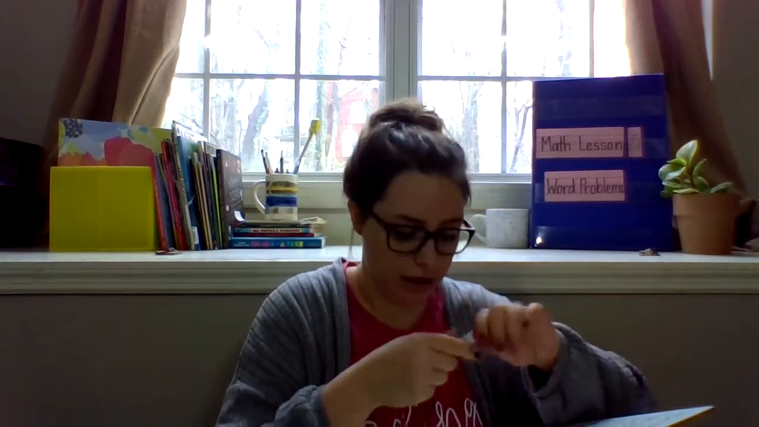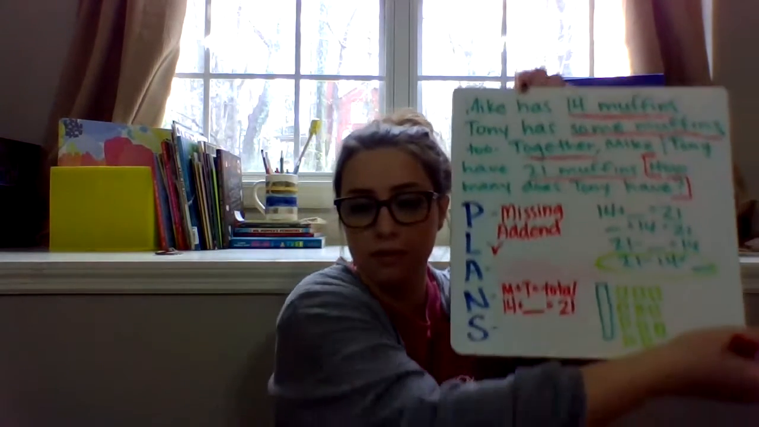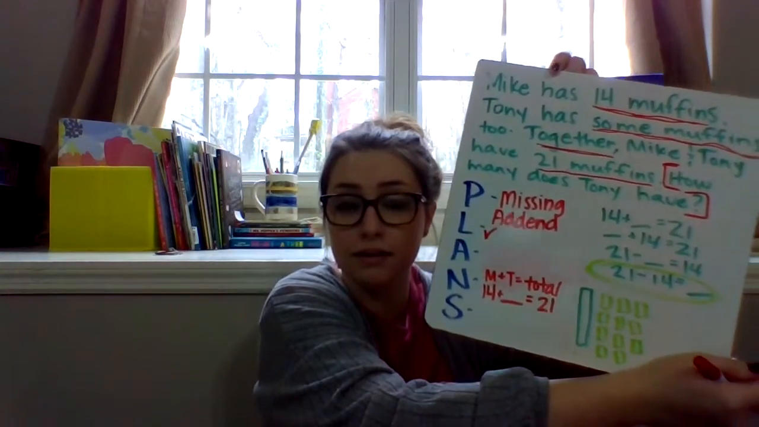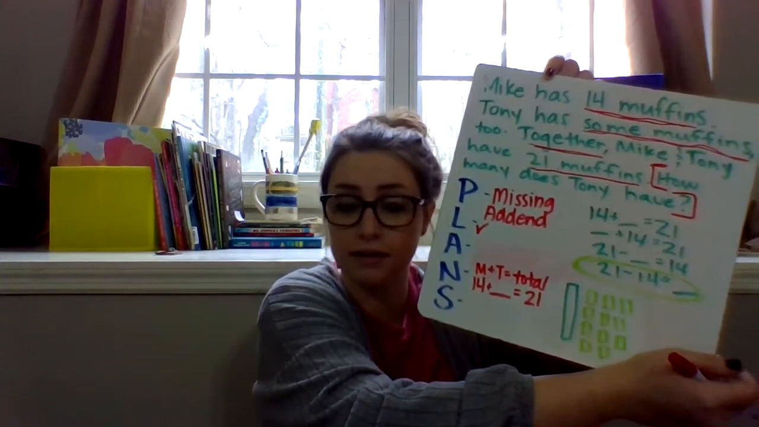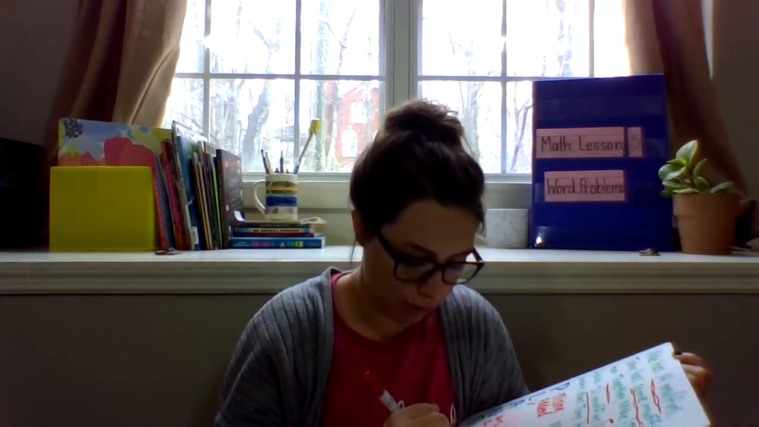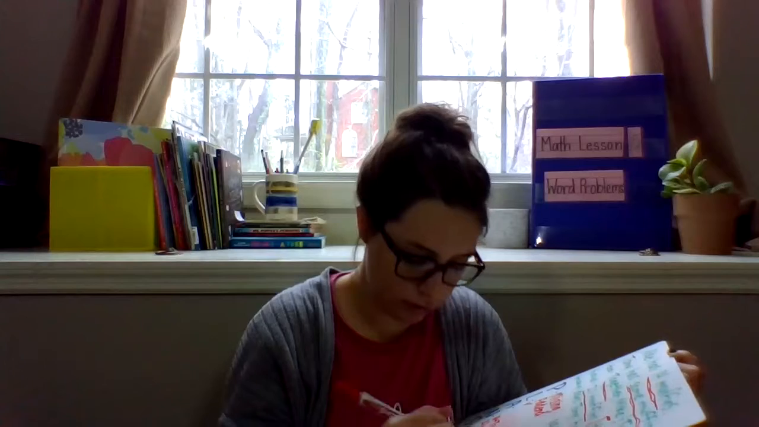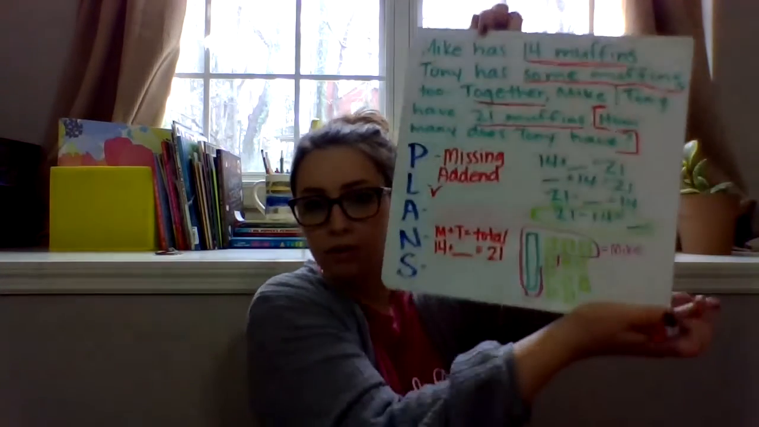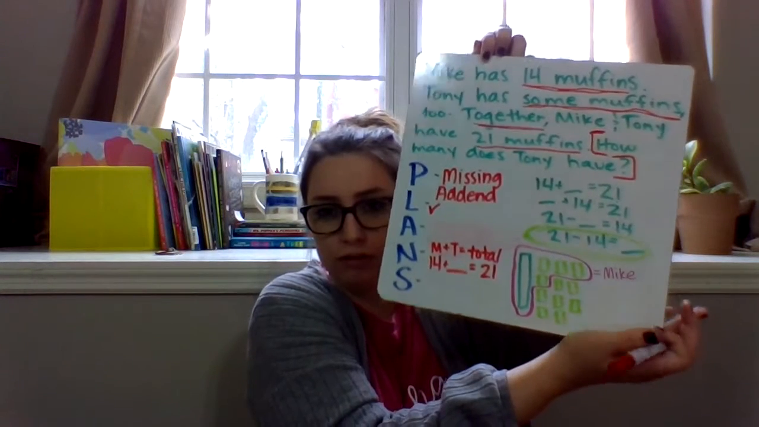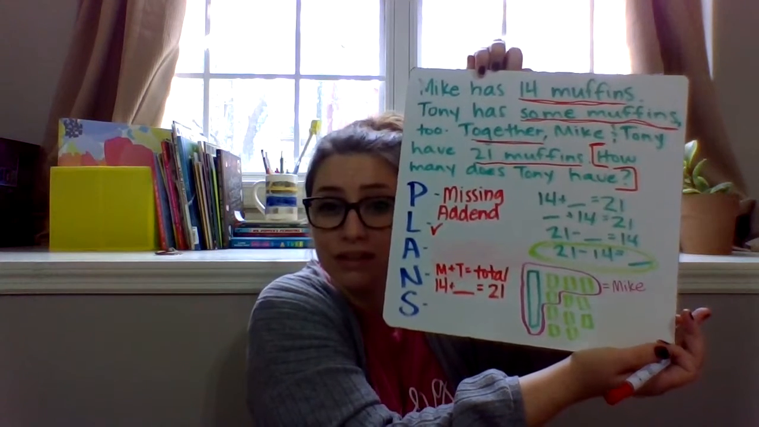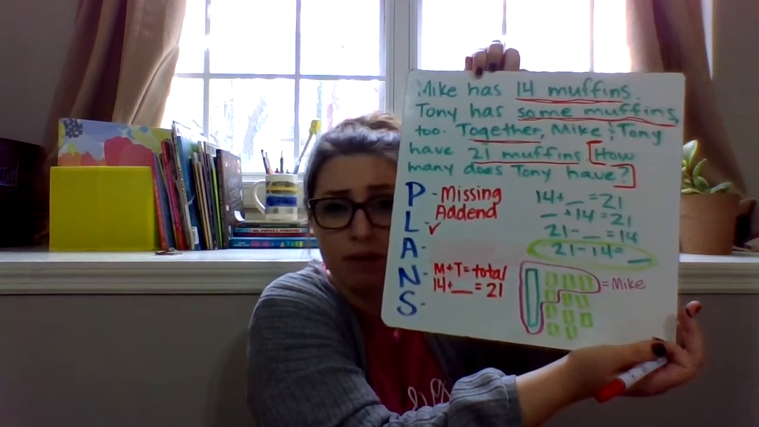So Mike has 14. When I circle the number 14 for Mike, am I going to use that stick of 10 to make 14? I am, because it's 1 group of 10 and 4 units. So I'm going to pick 1 group of 10 and 4 units. And this equals Mike. 1 stick of 10 and 4 units. So how many are left to be Tony's muffins? How many muffins do we have left?